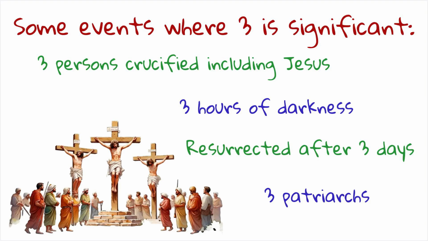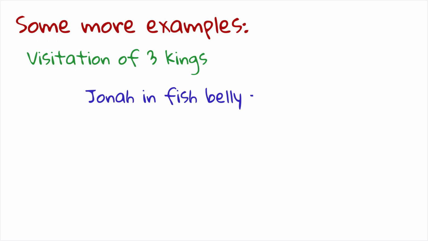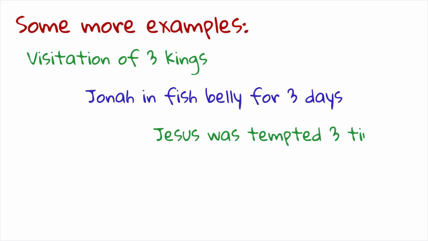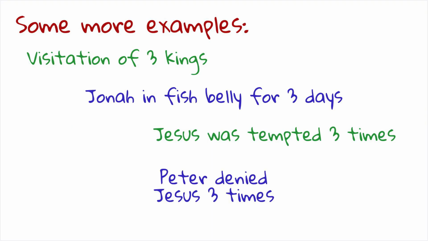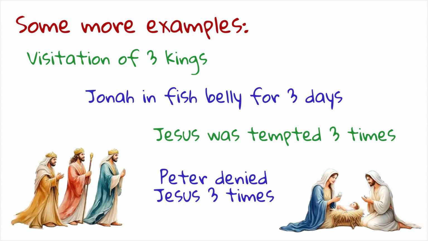3 patriarchs in the Bible are Abraham, Isaac, and Jacob. There were 3 kings came to visit Jesus after he was born. Jonah was in the belly of a great fish for 3 days and 3 nights before being vomited out. Jesus was tempted 3 times in the wilderness. Peter denies Jesus 3 times. These are just some examples, but there are many others. From here, we really see the fingerprints of the Holy Trinity everywhere.